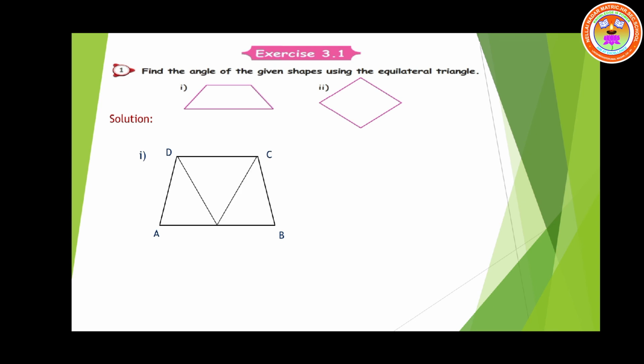Now when you look at the shape, can you remember the shape? The shape is a trapezium, and the name is ABCD. Now when you look closely at this shape, it is divided into 3 triangles. Yes, so now let us continue the solution.